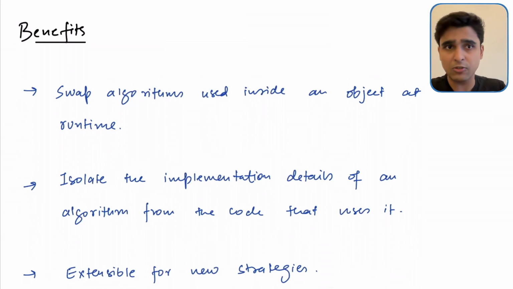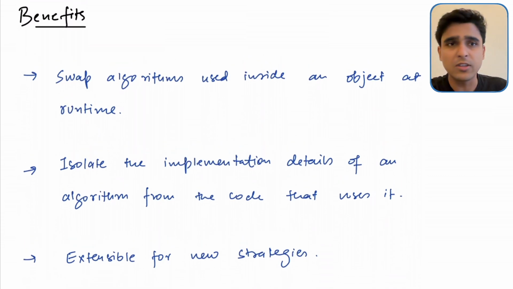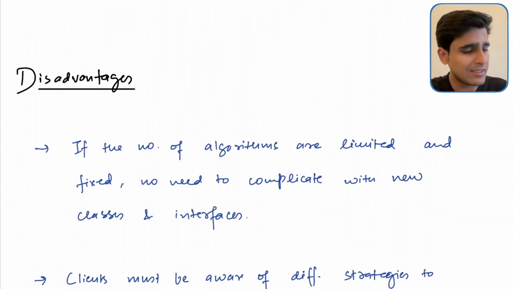So there is a separation: there is a sorting context which only contains which strategy to execute, and the respective strategy code lies in different classes. So again there is a separation of concerns here. It is also extensible for new strategies. You can always create a new strategy, implement that sorting strategy interface, and link that strategy in your context. So these are the benefits, and finally the disadvantages.